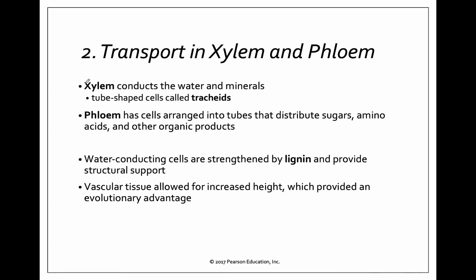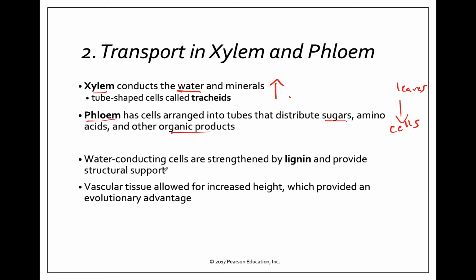We're starting to see true vascular tissue. So xylem conducts water, and it usually goes up from the roots. Phloem is going to distribute sugars and other organic products, typically going down from the leaves to the other cells of the plant. So I always like to remember xylem goes up and phloem goes down.